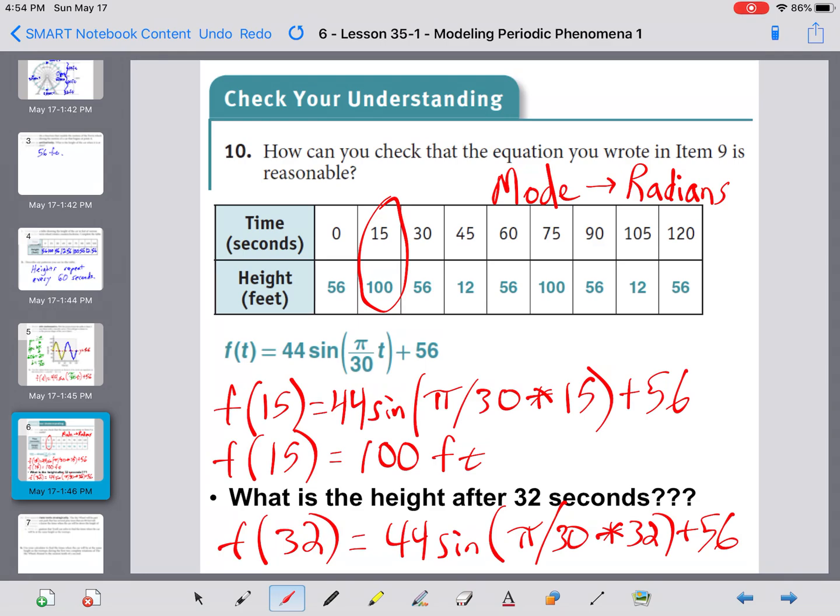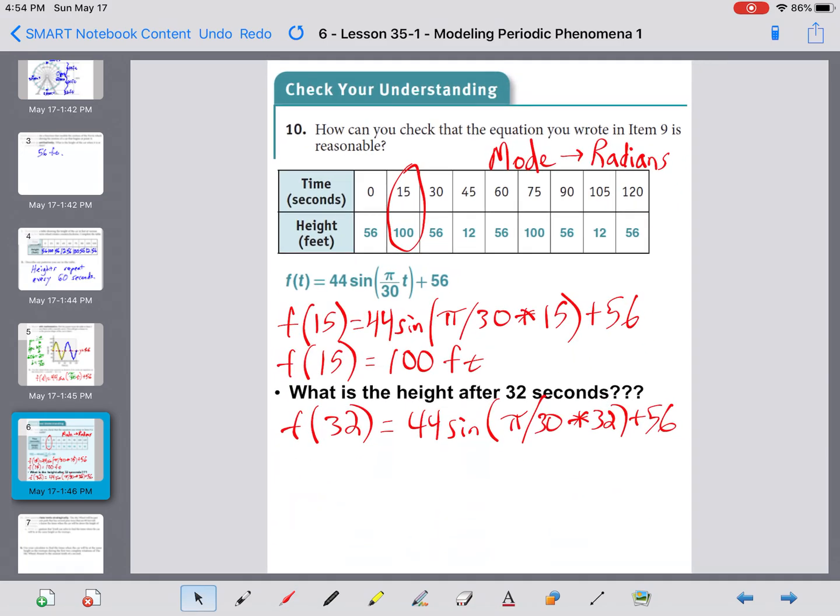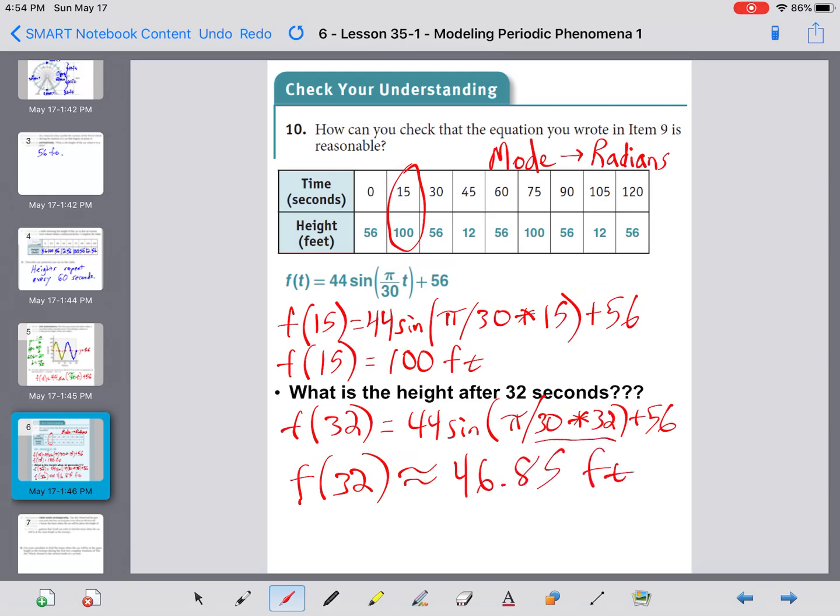Again, I'm checking my mode to make sure I'm in radian mode. And if I type in 44 sine of pi divided by 30 times 32 seconds, and then add 56, you should get a height of approximately, so the height after 32 seconds should be approximately 46.85 feet.